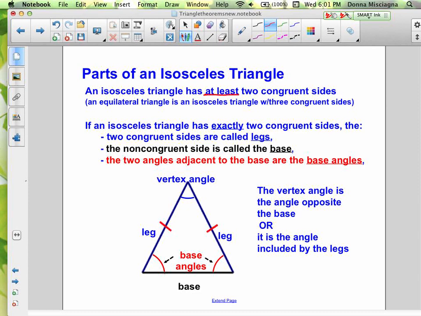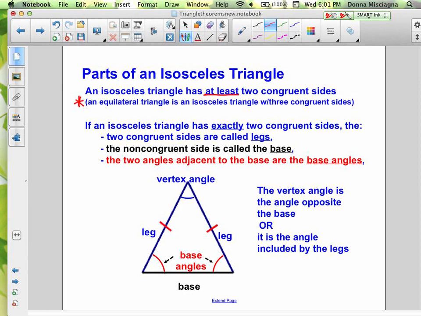So at least means you can have two congruent sides or you can have three congruent sides, which means that an equilateral triangle is a type of isosceles triangle. So an equilateral triangle is an isosceles triangle with three congruent sides.